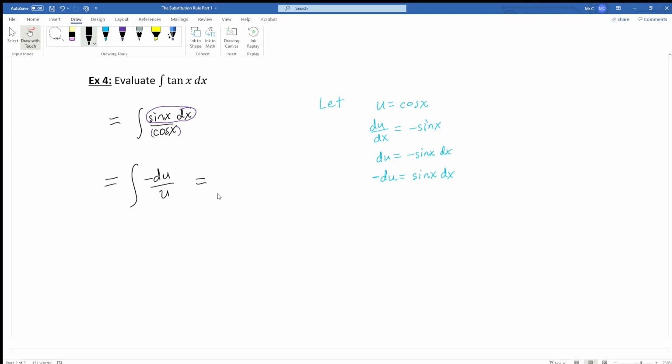All right, so I pull the -1 out in front, and this becomes -1 times the integral of 1 over u du. And that antiderivative is ln of the absolute value of u. And don't forget the plus c. So finally, this is negative ln of the absolute value of cosine of x plus c.